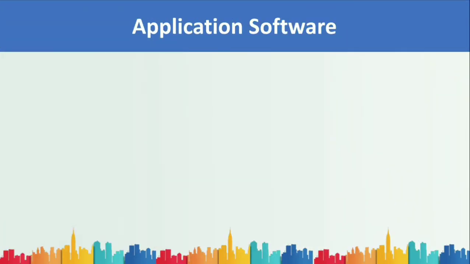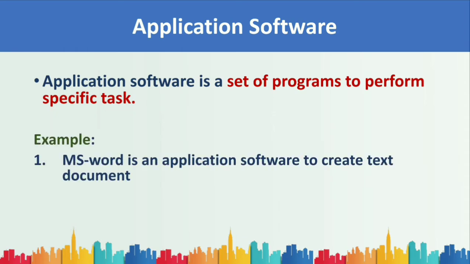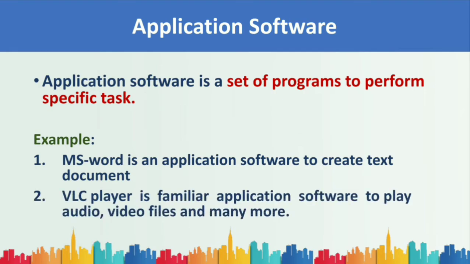The first one is application software. Application software is a set of programs used to perform specific tasks. For example, MS Word is an application software used to create text documents. And to play music or videos, we have specific applications. For example, VLC player. This is an application software used to play audio and video files.